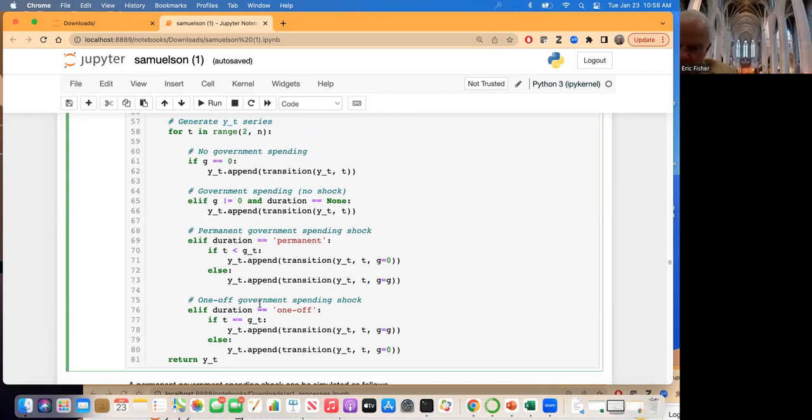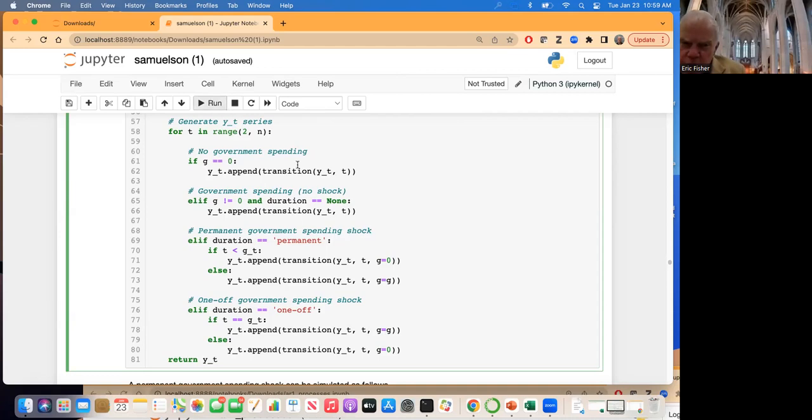You can also give it one-off for duration. So what's this one? If T equals GT, append the transition G equals G. Otherwise, there's no government spending. So you see what he's doing here? He's just keeping track. There are 3 cases. There's no shock to government spending, it always stays 0. There's a permanent shock that starts at G sub T, or there's a one-off shock. Everybody see what's going on?